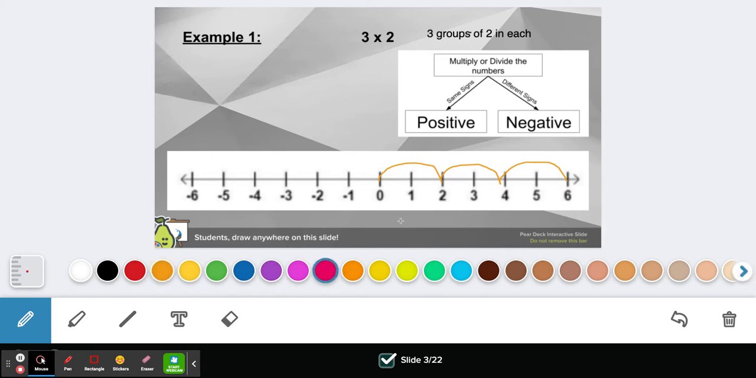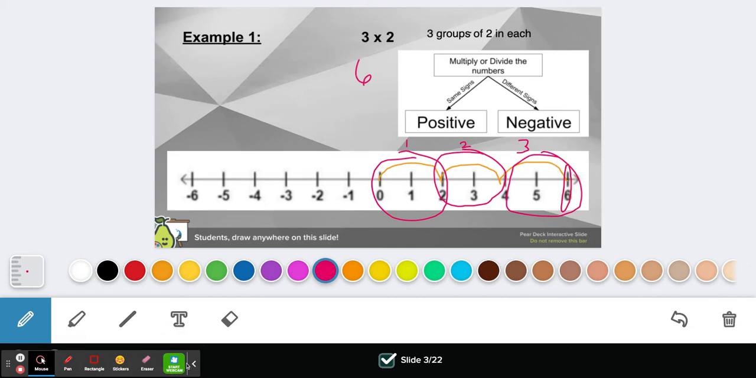So my groups, again, this is 1 whole group, so 1. This is 2 whole groups, which is 2. And then this is 3 whole groups, and then this is 3. So my 3 groups, 1, 2, 3, of 2 in each, and my answer here is 6. Again, 6 is where I landed, so 6 is my answer.